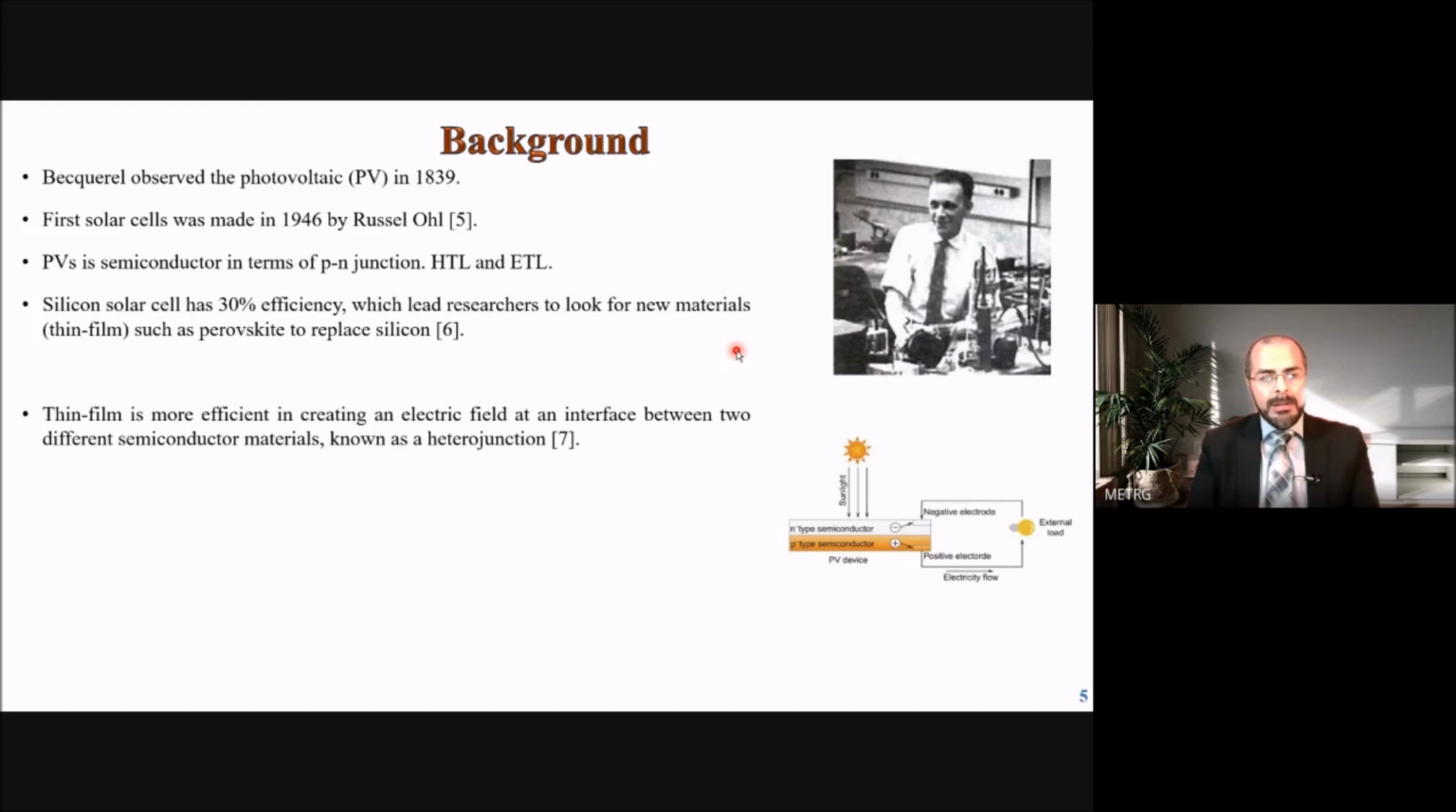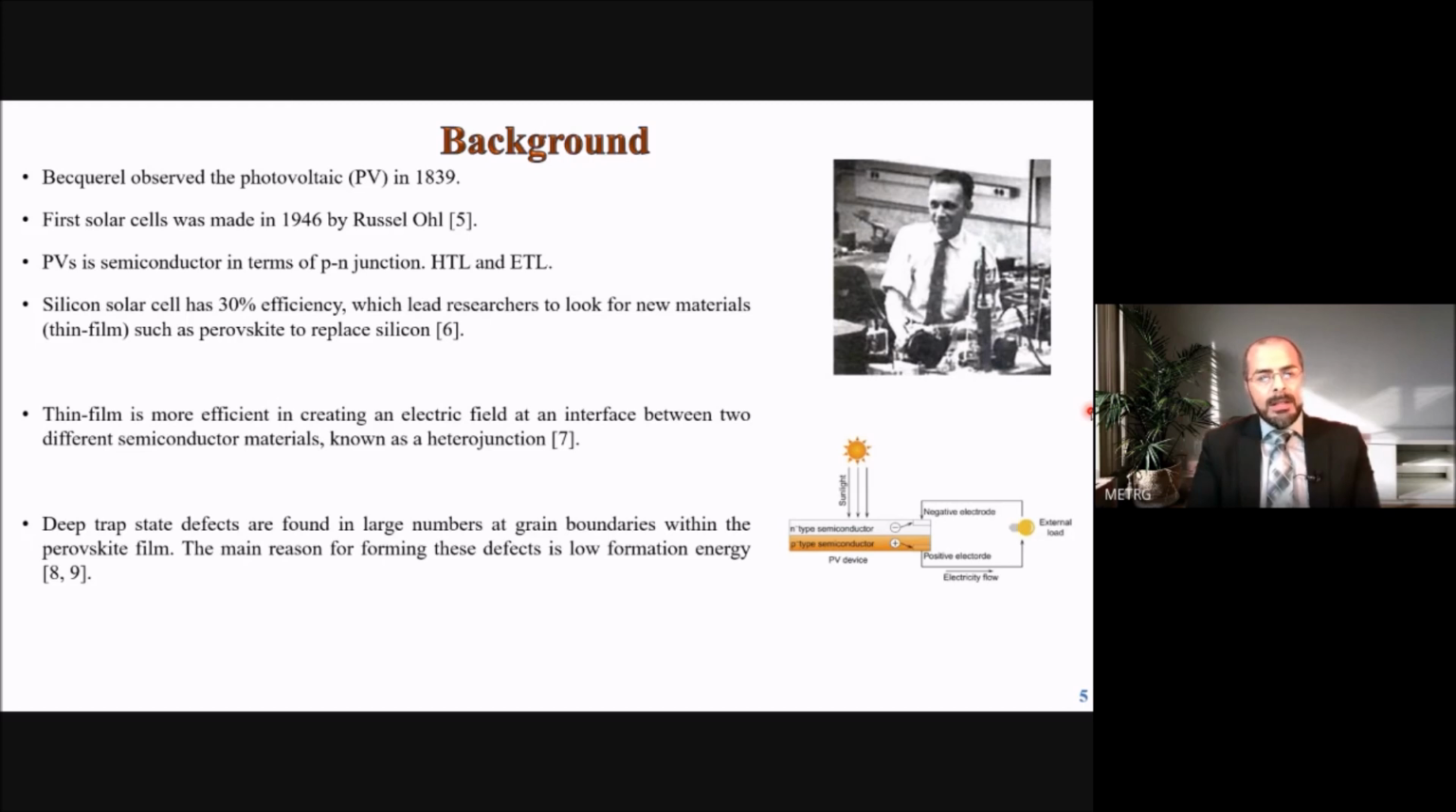In general, thin film is more efficient in creating an electric field at the interface between two different semiconductors. As I mentioned, P and N junctions are very efficient at creating the electric field between these two junctions. And if we have multiple junctions, or multi-junctions, we call this device a heterojunction solar cell. Heterojunction means multi-junctions.